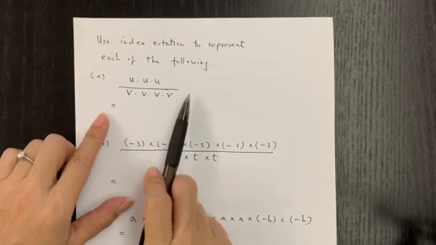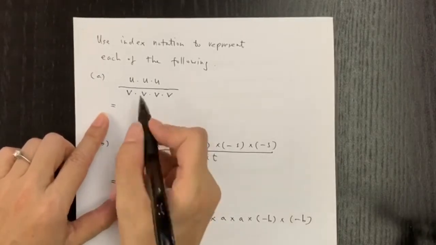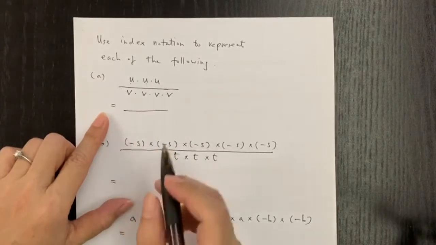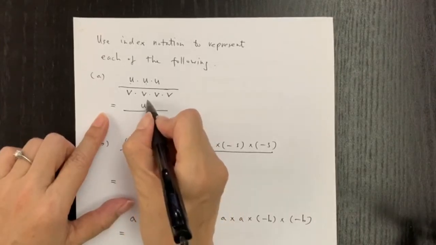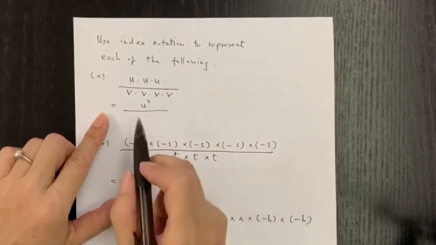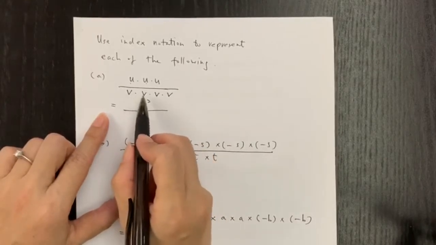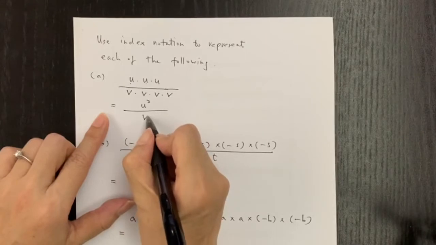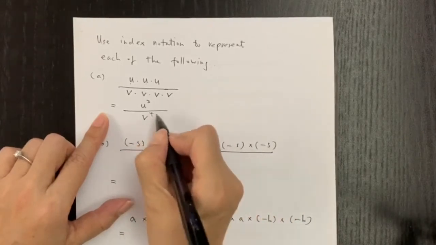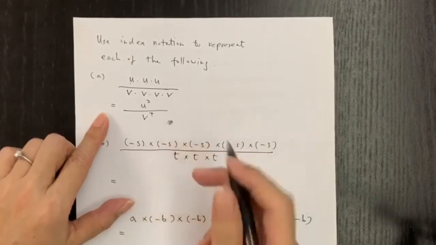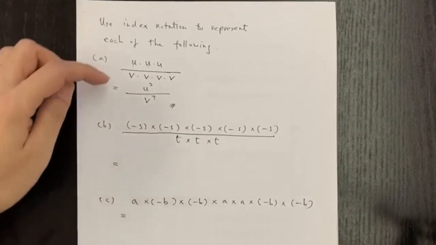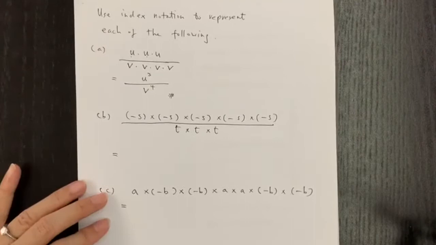So here we have a fraction. All right, so on top we have u times u times u, so that will be u to the power 3. All right, so divided by v times v times v times v, by itself how many times? 4 times, so that will be v to the power 4. All right, so this is how we use index notation to simplify in this way, okay?